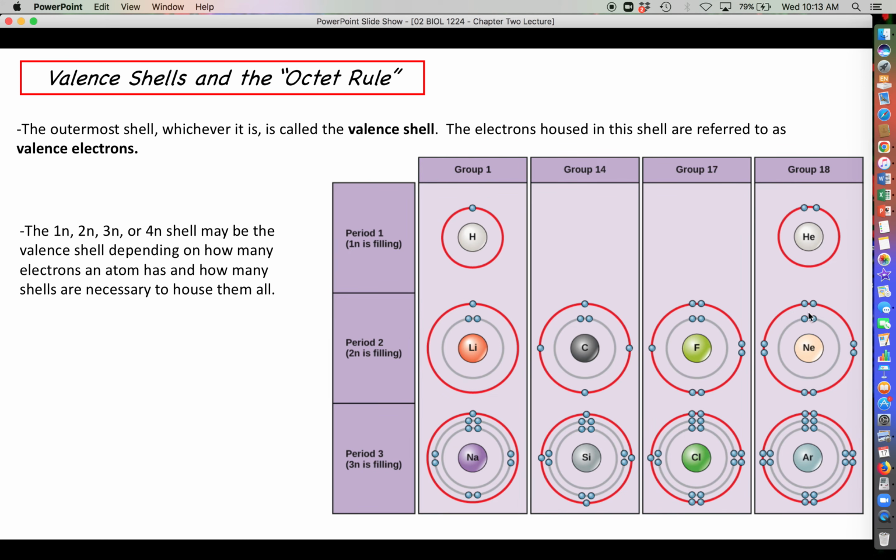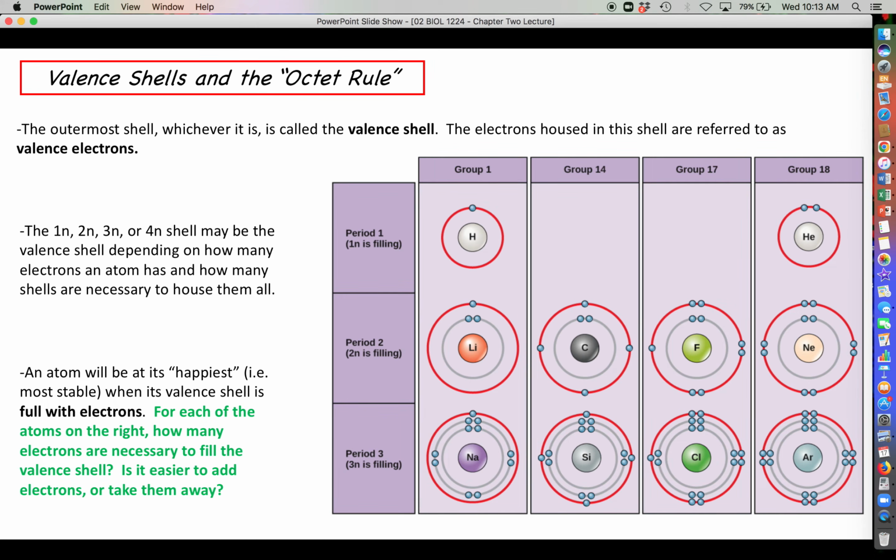And then helium, neon, and argon, which belong to a group of elements called the noble gases, they all have full outer shells. Helium has 2, and neon and argon have 8, but they are very similar in the sense that their valence shells are completely full of electrons, and more on that later.